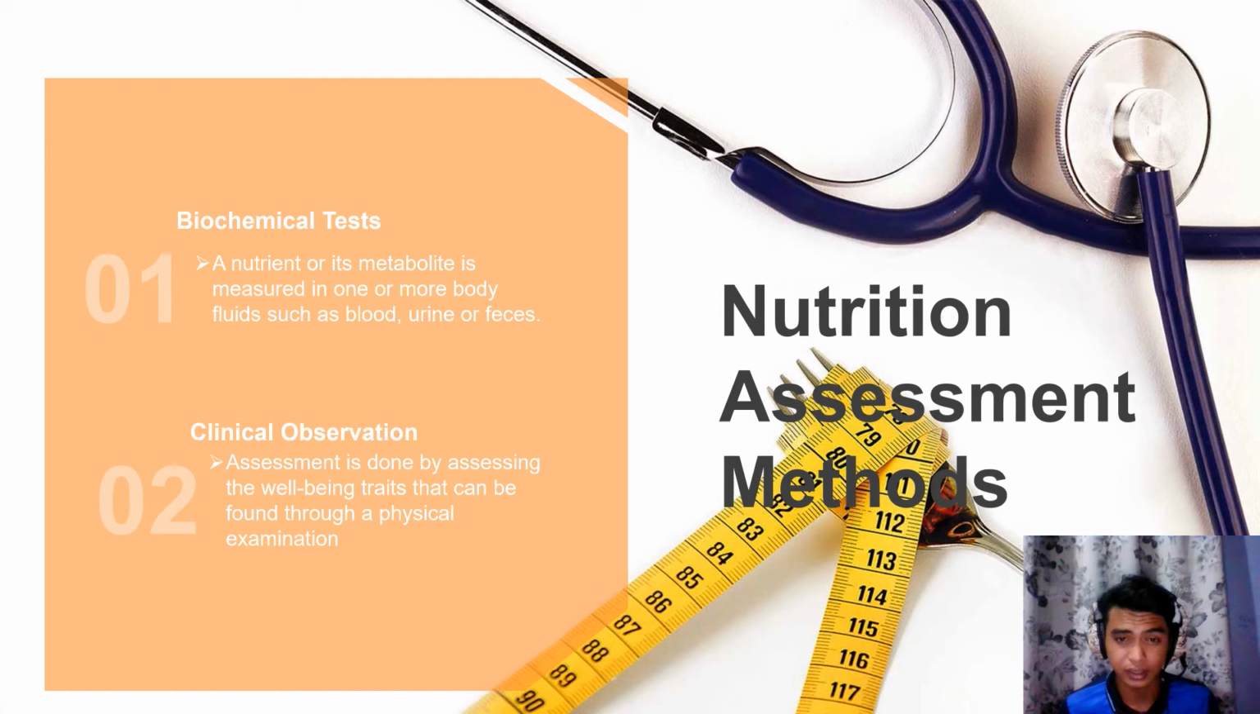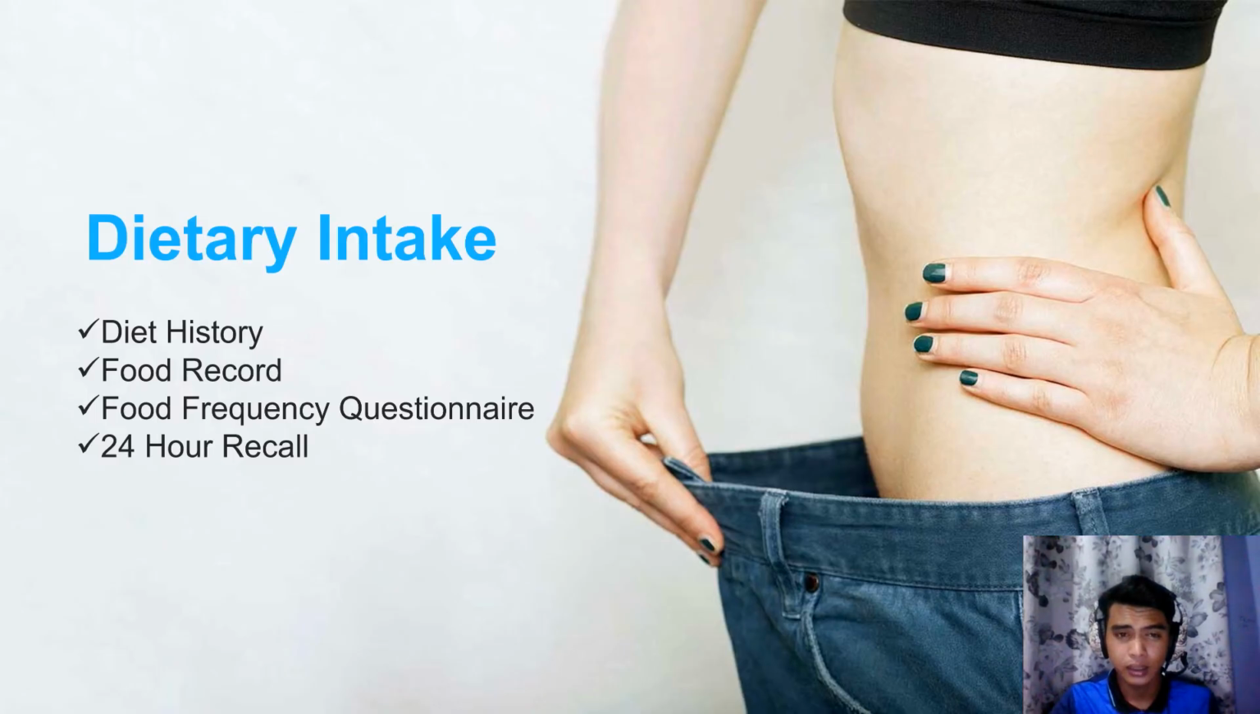the next slide. This is about dietary intake, which has four things that we must know. First is diet history. Second is food record. The third one is food frequency questionnaire. And the last one is 24-hour recall. We go to the next slide.